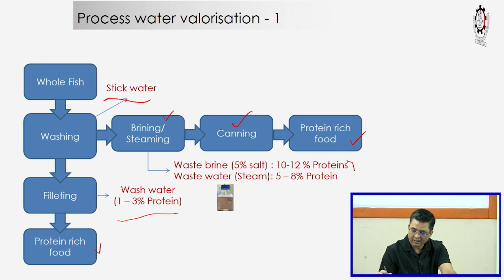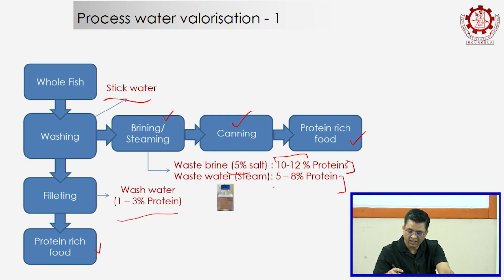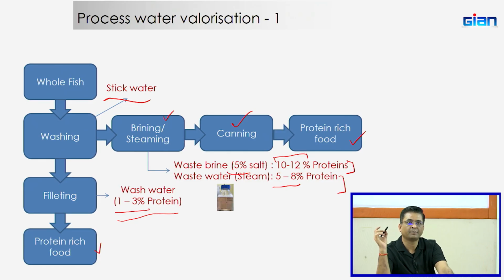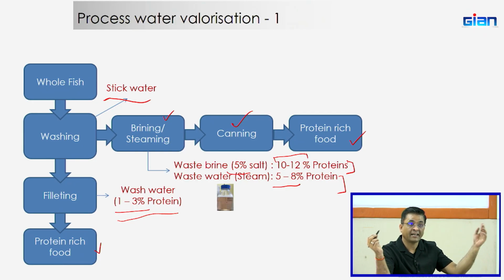So these are the estimates: if you are using 5% salt as a brine solution, you can have 10 to 12% protein in that particular water. If you are using steam, 5 to 8%. If you are using only water, you get only 1 to 3% protein. These values can vary depending upon your intensity and the process. If you are making a thick fillet, this may be less. If you are making thinner, wafer-thin fillets, then it's a different story. So that will be just rough estimates.